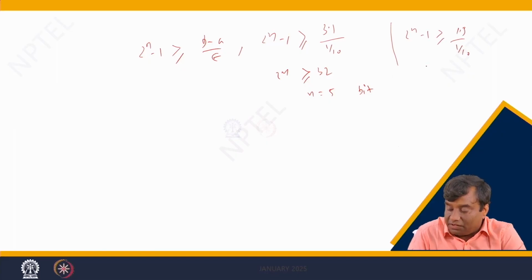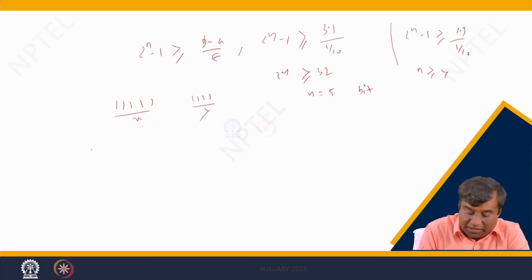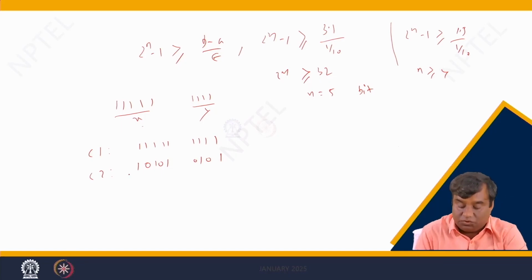To represent x we need 5 bits, so x may be like 1 1 1 1 1, and y may be 1 1 1 1. Together this is chromosome 1. Chromosome 2 you can assume like 1 0 1 0 1 0 1 0 1, so that is chromosome 2. Then you can do the crossover and mutation, etc.